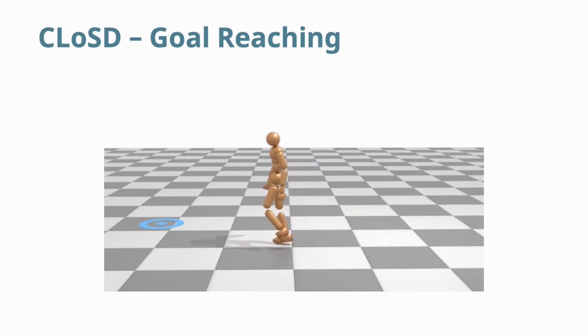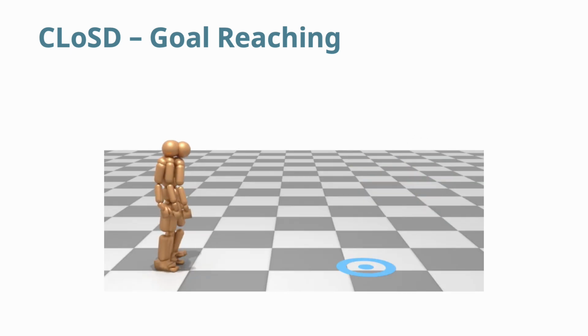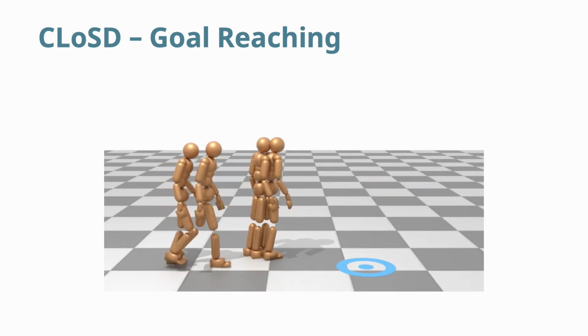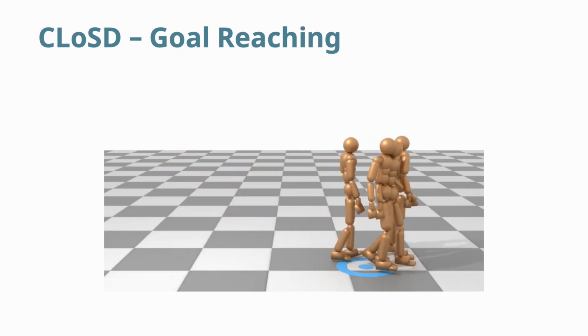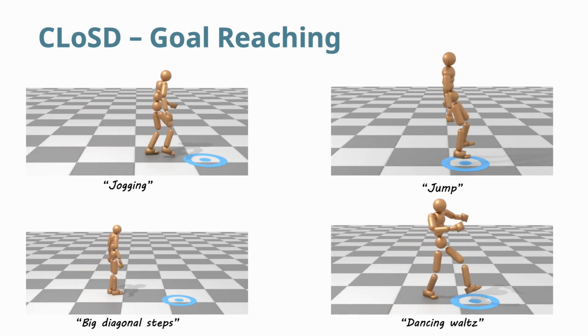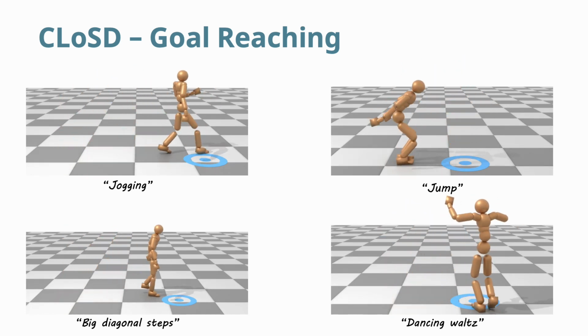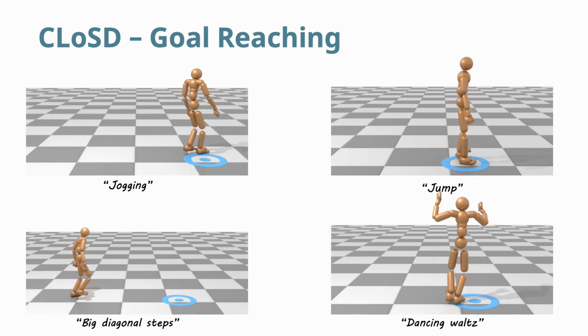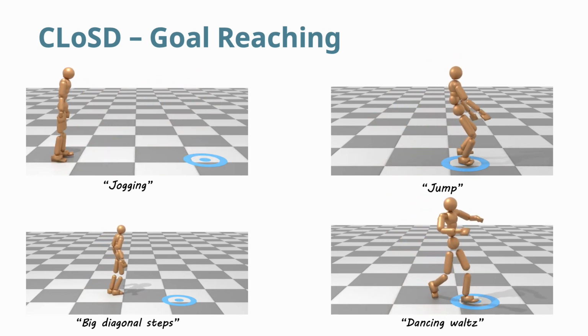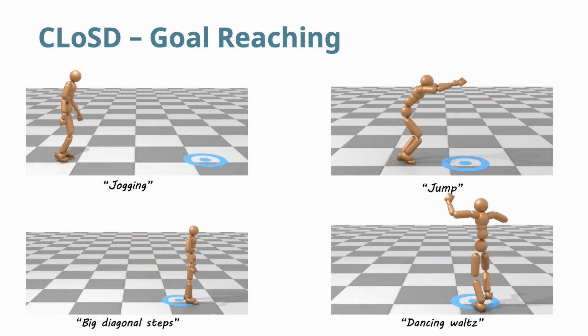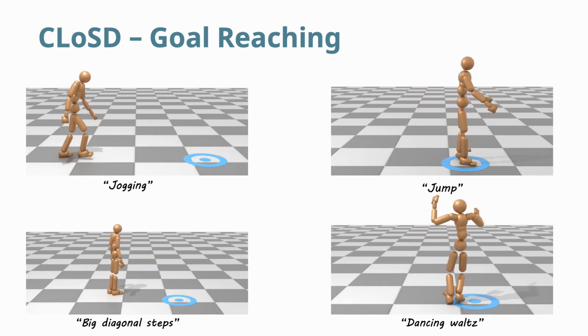Let's look at some results. As already shown, CLoSD performs goal-reaching in a physical simulation. But there are many ways to reach a target location. By simply changing the text prompt, we can reach the target with any desired type of locomotion. For example, jogging, jumping, using big diagonal steps, and even dancing.